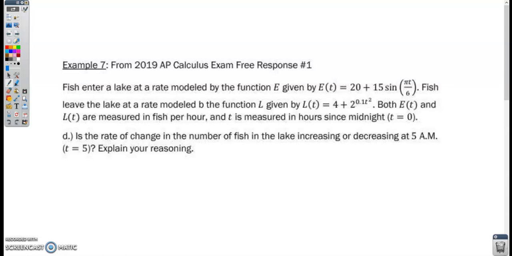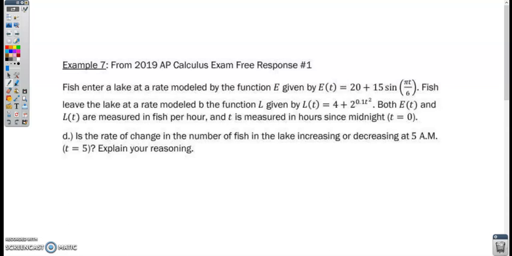This is the third and final video on Section 3 from Unit 4 of AP Calculus, Rates of Change in Applied Contexts Other Than Motion. And we have two more examples that we did not get to in the first two videos, so we're going to go ahead and go through those two examples here, and then we will call it a day.